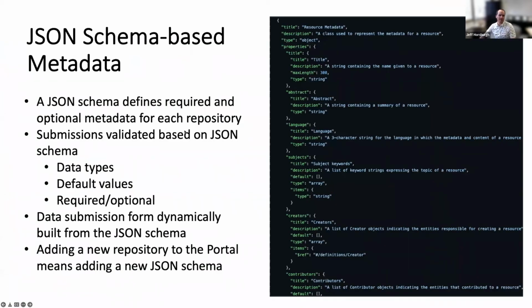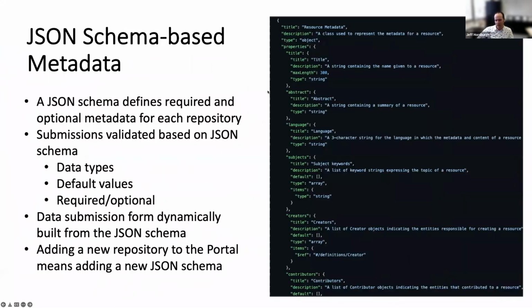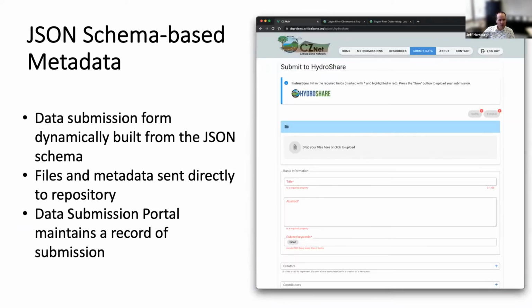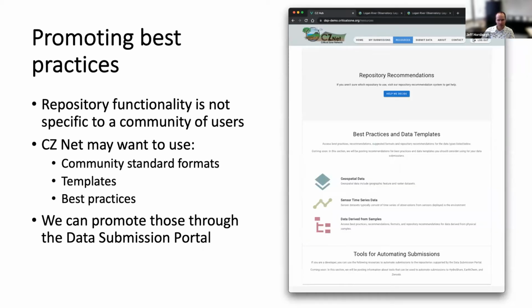And what that means is that adding a new repository to the portal means adding a new JSON schema. And of course I said, yeah, you've got to have an application programming interface as well. But as we investigate other repositories that people are using, that may or may not be the case, but we have a way to incorporate them if we are able to with an API and a JSON schema. Okay, talked about this, forms dynamically built from the JSON schema.